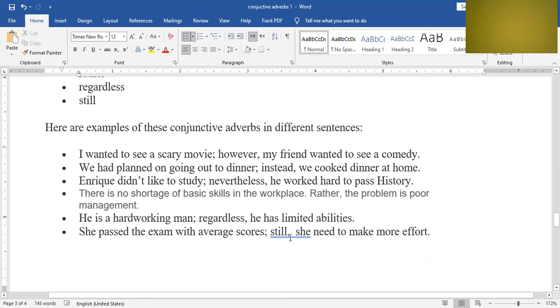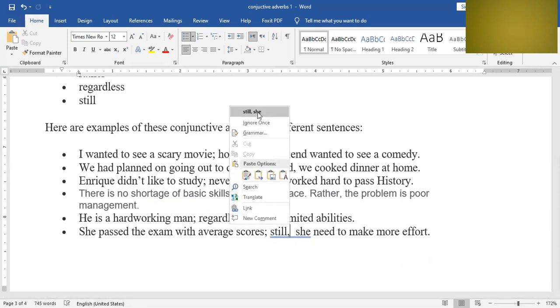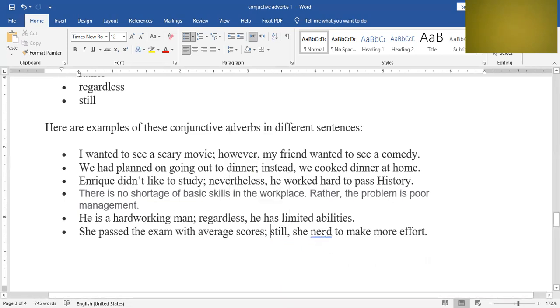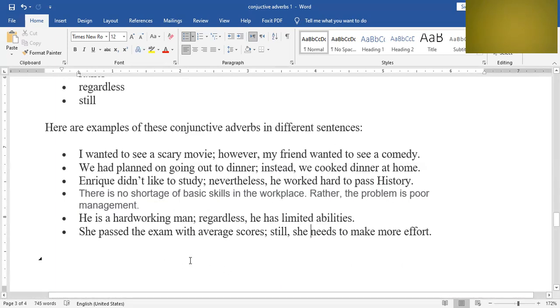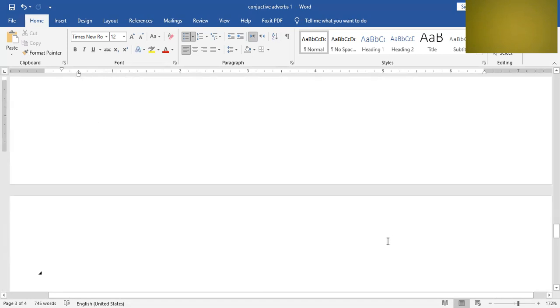She passed the exam with average scores. Still, she needs to make more effort. Average scores are not good. So still, she needs to make more effort.